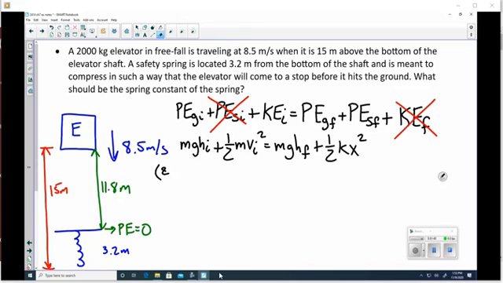When the elevator comes to a stop, the spring will be 3.2 meters past the 0 point of potential energy. So we have to account for that. So the final height will actually be negative 3.2.